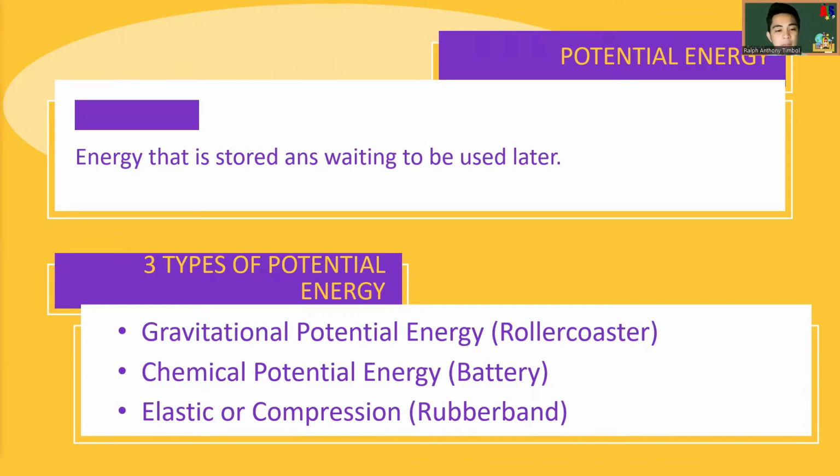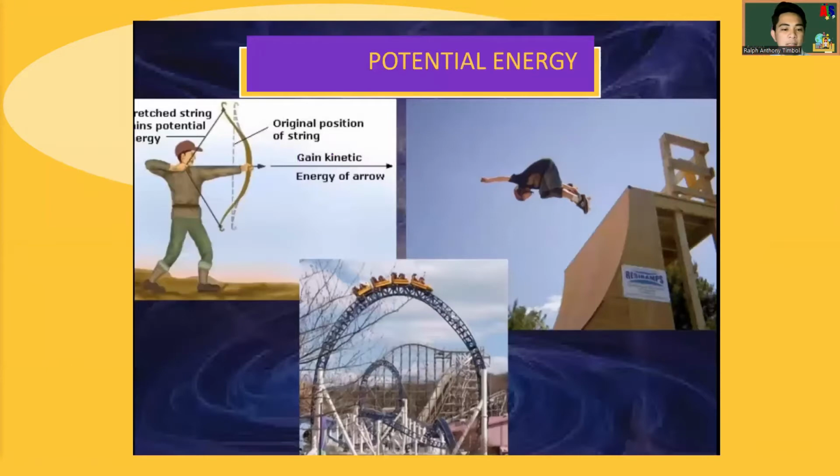And we have 3 types of potential energy. We have the gravitational potential energy, we have the chemical potential energy, and elastic or compression energy. And these energy again are not being used; they are being stored. They are waiting to be used later. Hindi pa sila nagagamit. For example of these is the gravitational potential energy.